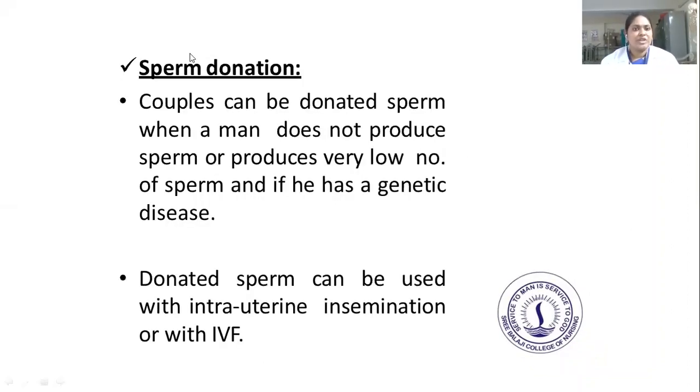One is through a sperm donation. A couple can be donated a sperm when a man does not produce a sperm or produces a very low number of sperm, or if he has a genetic disease. So when the person is not able to have proper sperm, or has a very low sperm count, or if the man has a genetic disease, then they will go with the sperm donation treatment. Donated sperm can be used with intrauterine insemination as well as with the IVF treatment.